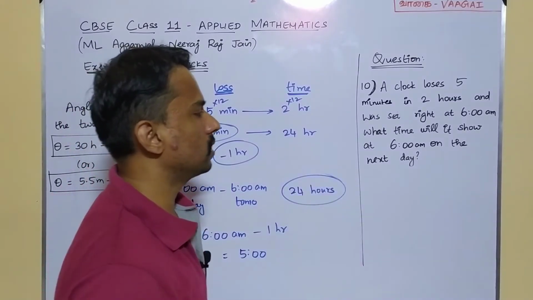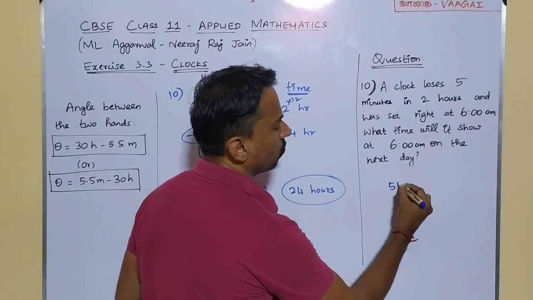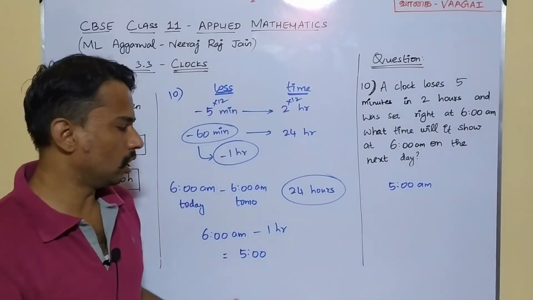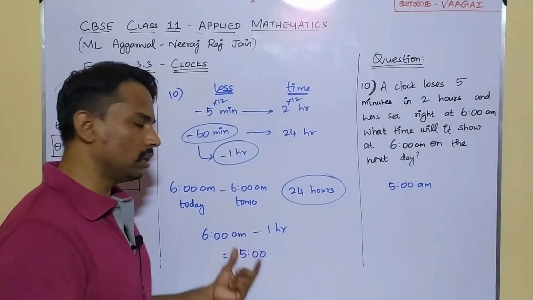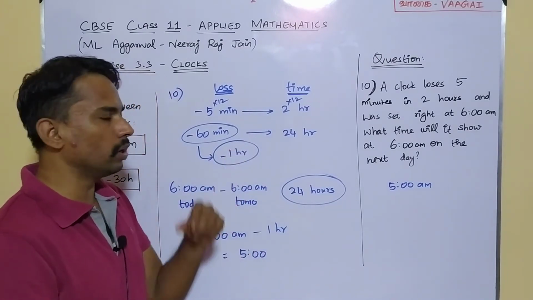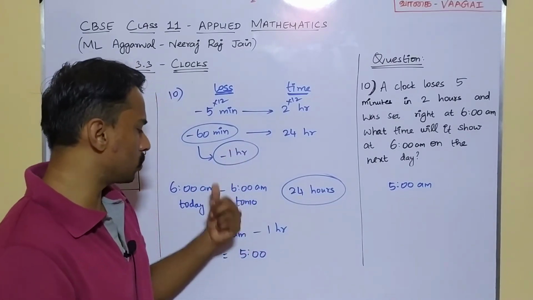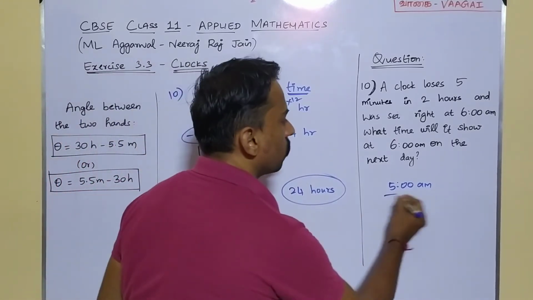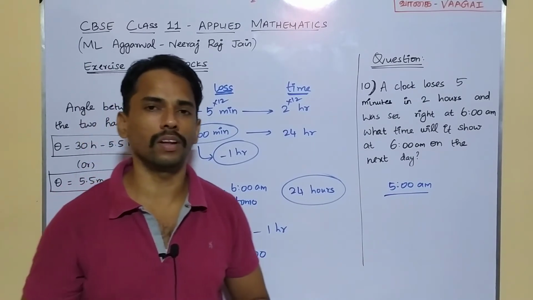So the answer to this question will be 5 a.m., because it is going to be morning only. It is not p.m., so that won't change. It is going to lose exactly 1 hour only. So 1 hour before 6 a.m. will be 5 a.m. only. Okay, so the answer is 5 a.m. for our question number 10.